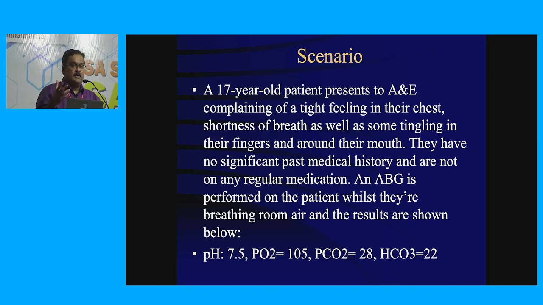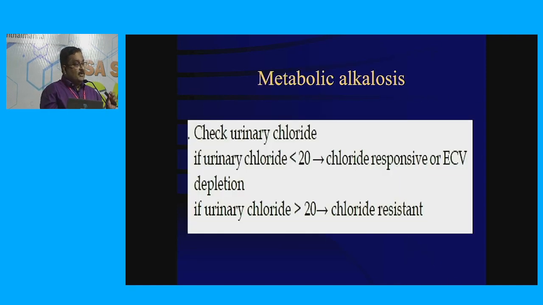In alkalosis, what happens? Metabolic alkalosis? Okay, you can go and read. If you have a patient with metabolic alkalosis, always check the urinary chloride. If urinary chloride is less than 20, the patient is chloride responsive, and you can give normal saline in your ICU and the patient will improve. But if the urinary chloride is more than 20, it is chloride resistant, so you will have to give something else. We are not dealing with treatment. You have to go and read.